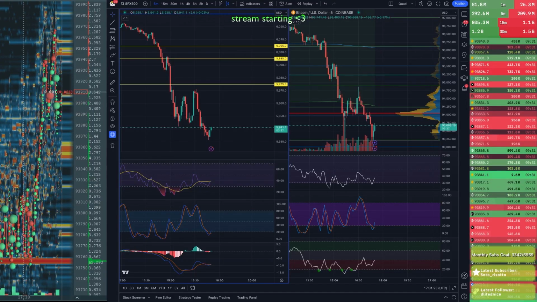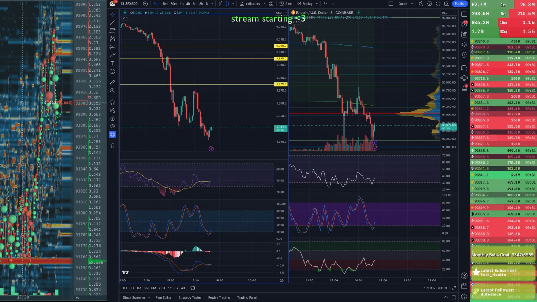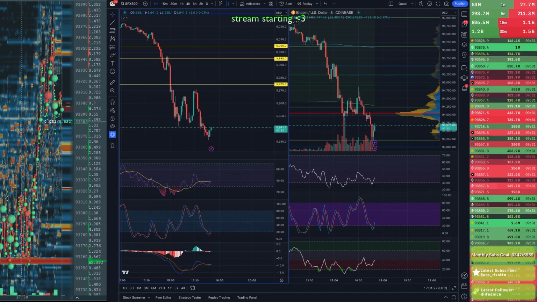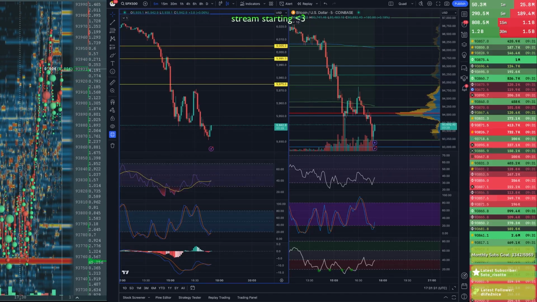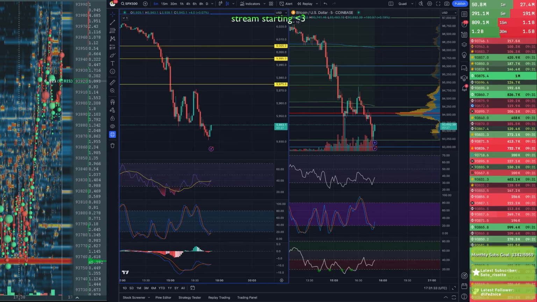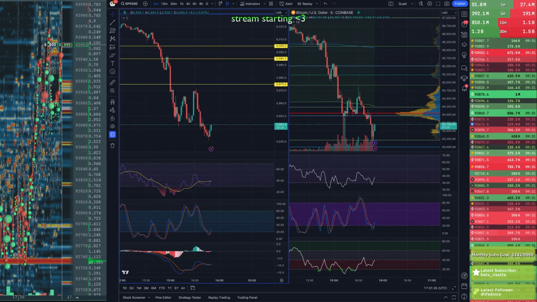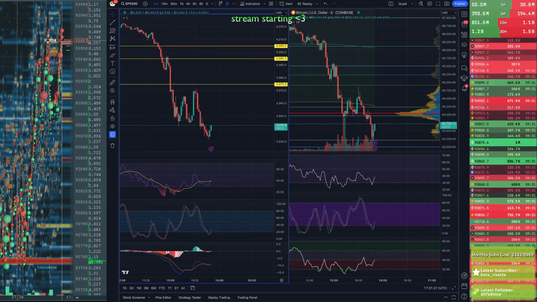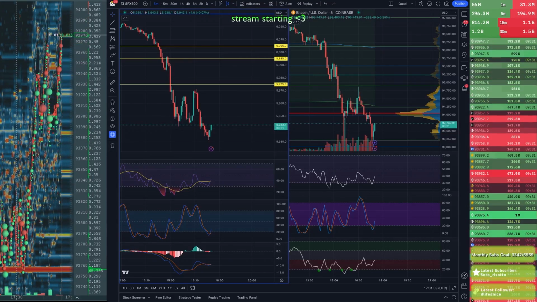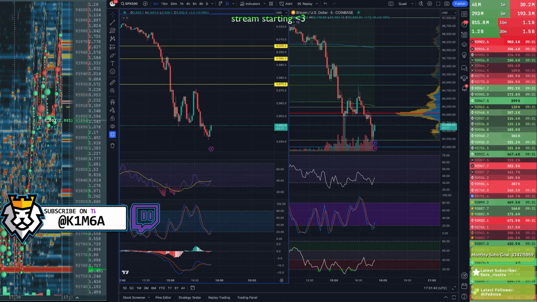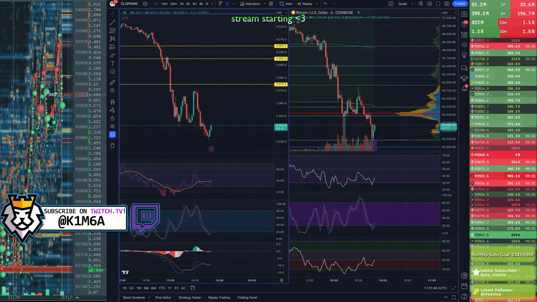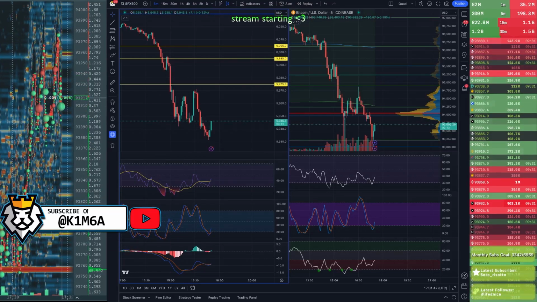And like I said, as we start to get a pullback, I don't know if we're going to go to 85 right now. I don't know if we're going to go to 82 right now. We're going to take it level by level. Let's get it.